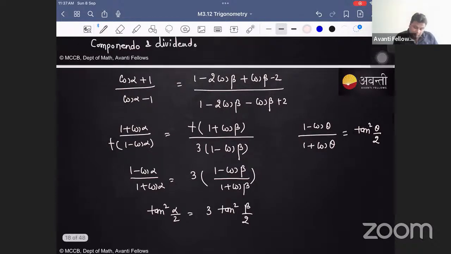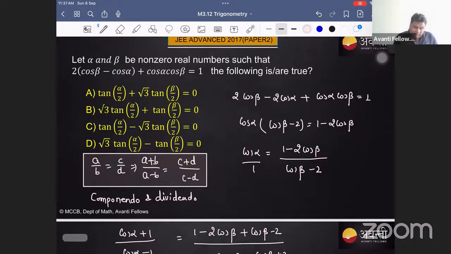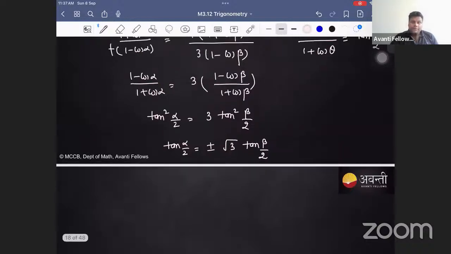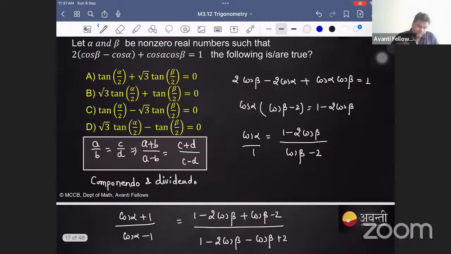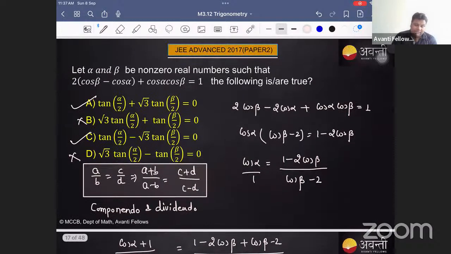Got it? Now they're asking for this kind of relation, tan alpha by 2 is plus minus of root 3 times tan beta by 2. Got it? Now the answers are: tan alpha by 2 plus root 3 tan beta by 2 is 0. This is correct. Root 3 tan alpha by 2 not correct. Tan alpha by 2 minus root 3 tan beta by 2 correct. And this is also not correct. With the inclusion of plus minus sign, this happened.